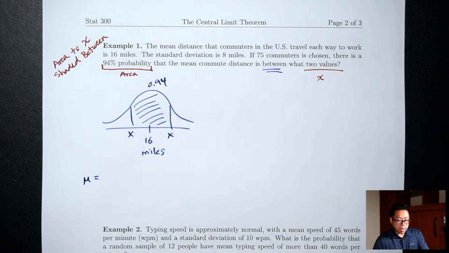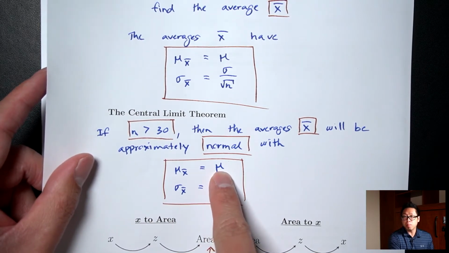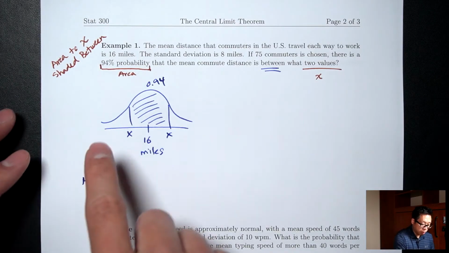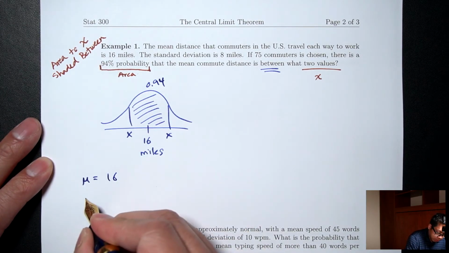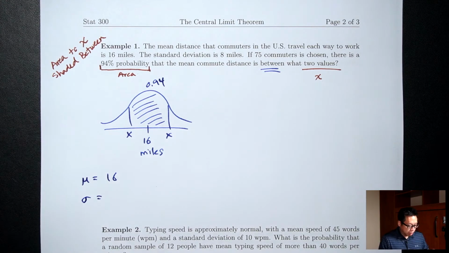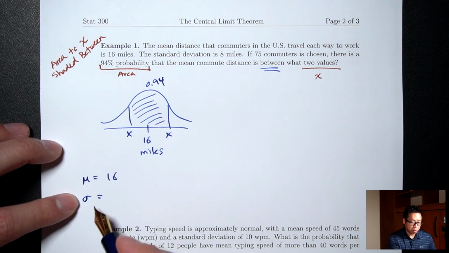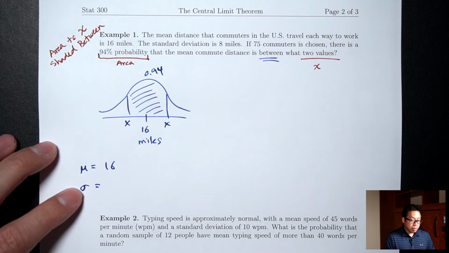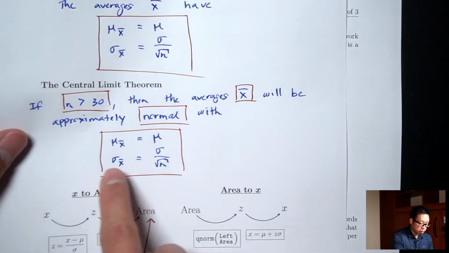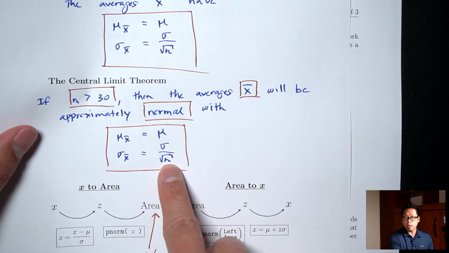And what the box says is that the mean is going to be the original mean of the population. In other words, whatever mean is in the problem. So the mean in the problem was this 16. And really, I should write mu subscript x bar, sigma subscript x bar, but I'm going to be lazy and not include those. Standard deviation is going to be the original standard deviation divided by square root of n. And n is our sample size.